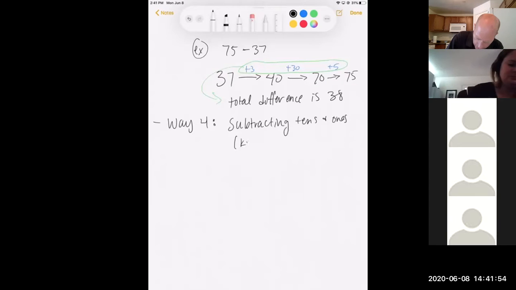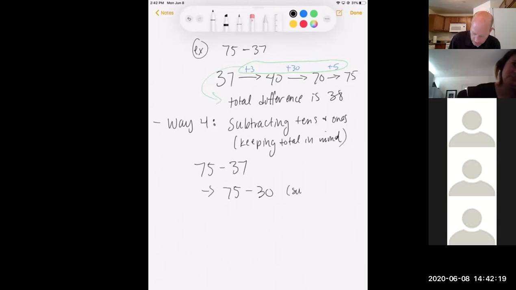You want to keep the total in mind when you're doing this. Okay, so you're doing this with keeping the total in mind. So with 75, subtract 37. In my mind, I'm doing 75 minus 30. So I subtract the tens first, or the highest value.